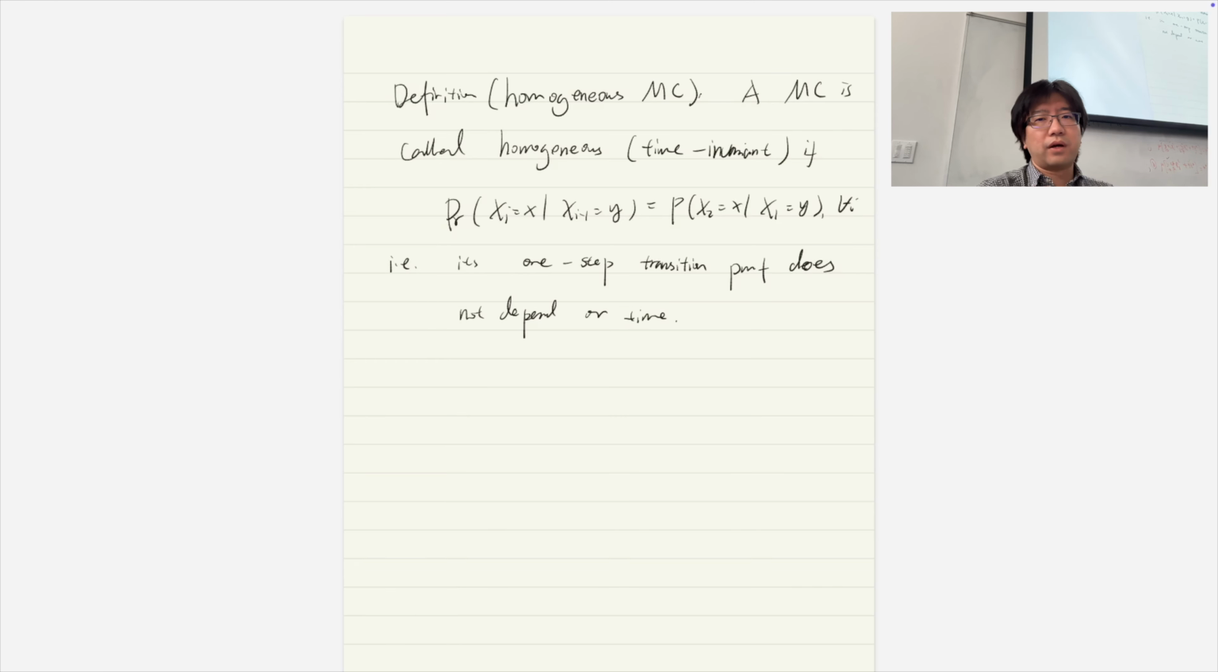Right, and from now on, we'll just analyze this kind of probability, this kind of Markov chain. So it's much easier to analyze. Because of this, we can define the transition matrix of a Markov chain.